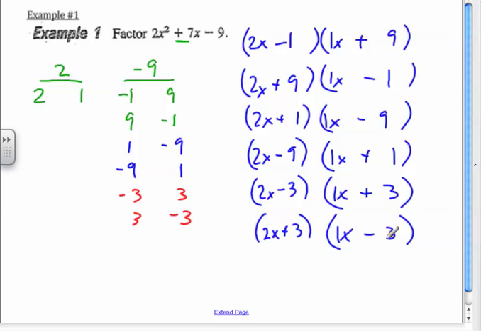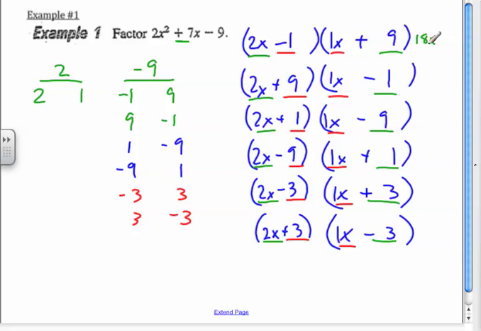But remember, I'm going to multiply the outsides, right? Multiplying the outsides and the insides. So I'm kind of color coding this for us. Right? Okay. Now, when I multiply the outsides here, I'm going to get 18x. When I multiply the outsides here, I get negative 2x, negative 18x, positive 2x, 6x, and negative 6x. Okay, fine.